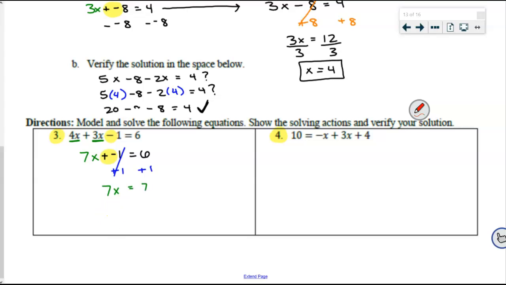Now we're ready to divide each side by 7. When I divide each side by 7, the 7's divide out. 7 divided by 7 is just 1. So 7x divided by 7 is one single x, which is equal to 7 divided by 7 is 1.